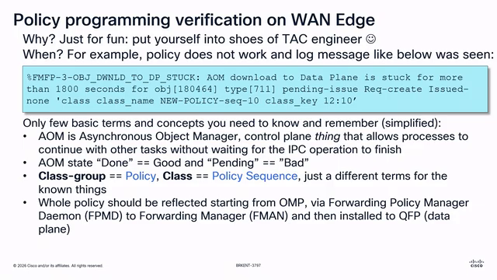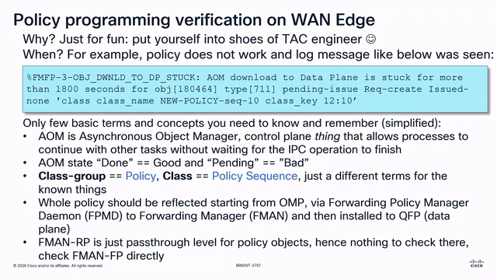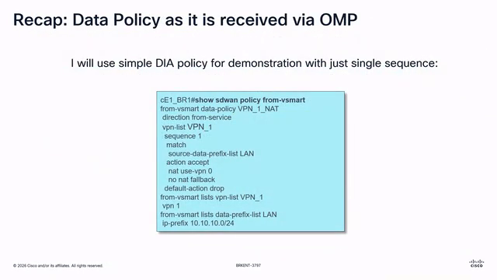And the whole policy should be programmed from OMP, as we probably already realized, via the forwarding policy manager daemon towards the forwarding manager, and then to the data plane. And there is one more daemon which is kind of useless, RP, not really useless, but we don't check anything because it's transparent. It's just a transport in between FPMD and the FMAN.